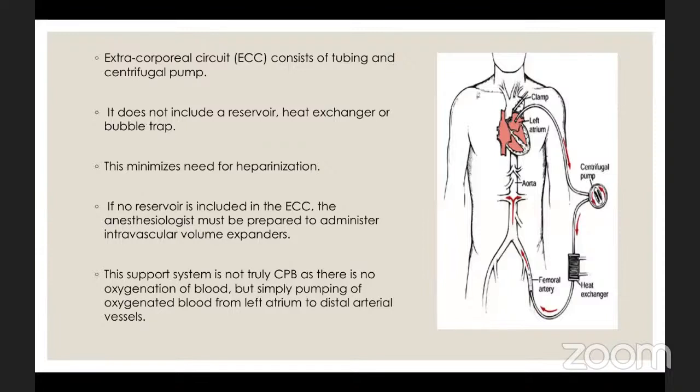Extracorporeal circuits consist of tubing and a centrifugal pump. It does not include a reservoir, heat exchanger, or a bubble trap. This minimizes the need for heparinization. If no reservoir is included in the extracorporeal circuit, the anesthesiologist must be prepared to administer intravascular volume expander. This support system is not truly cardiopulmonary bypass, as there is no oxygenation of the blood, but simply pumping of the oxygenated blood from the left atrium to distal arterial vessels.